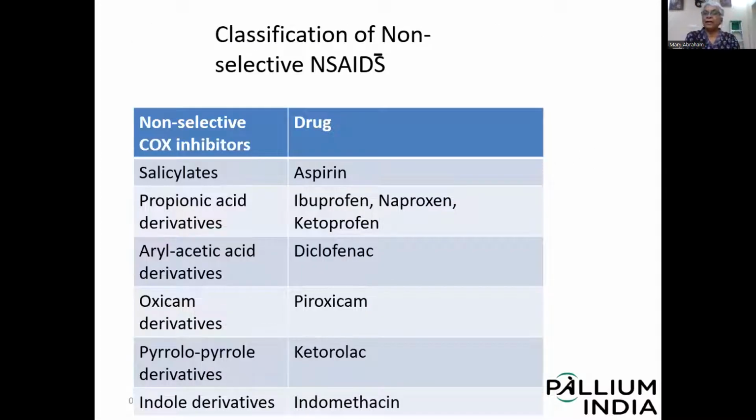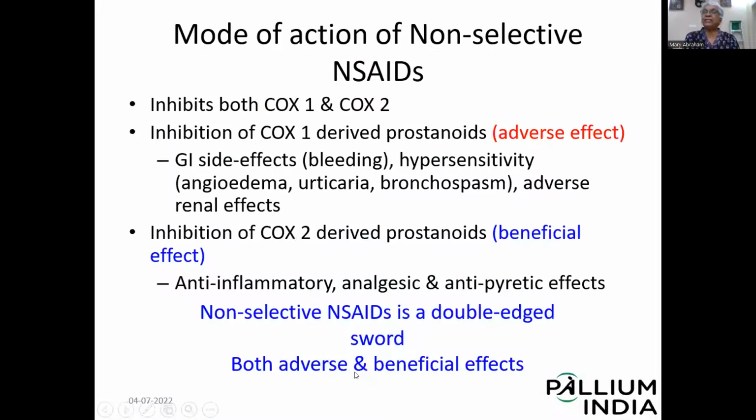So even if you want to classify NSAIDs, among the non-selective NSAIDs, you have the salicylates, which is aspirin. Then you have ibuprofen, naproxen, ketoprofen. Then you have diclofenac. Now, diclofenac can also be a selective COX-2 inhibitor. Then you have piroxicam, ketorolac, indomethacin. So these are all the non-selective COX inhibitors.